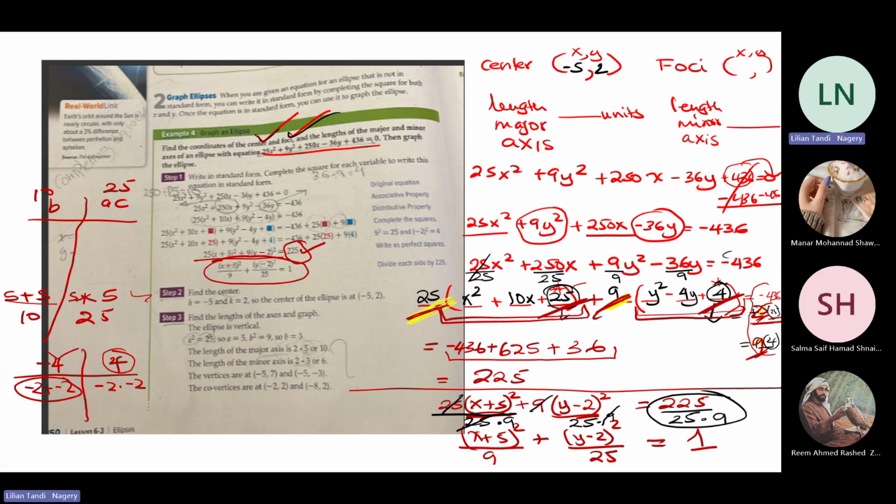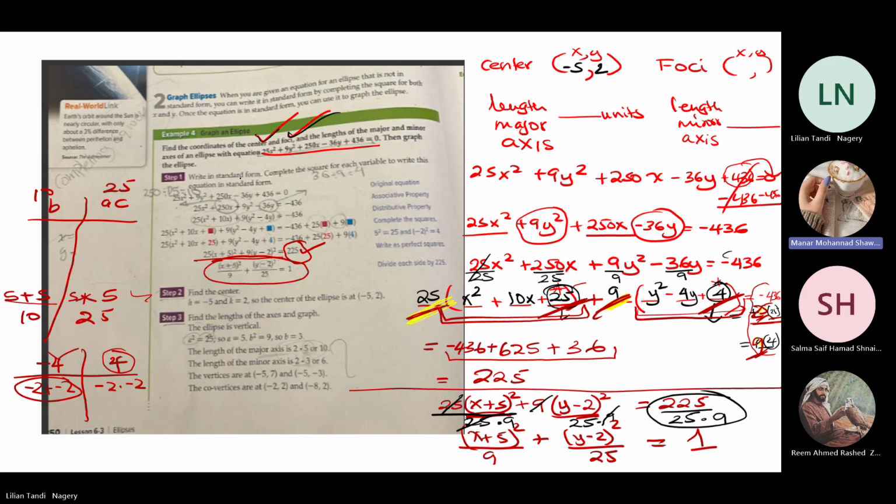Foci: is this horizontal or vertical? How do I know? This is horizontal because it starts with X. No, the equation did not start with X. X plus 5 squared. It is vertical. Horizontal. How do you know? Because this equation starts with X, I don't think that tells us.